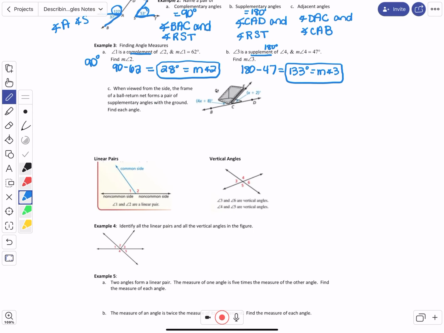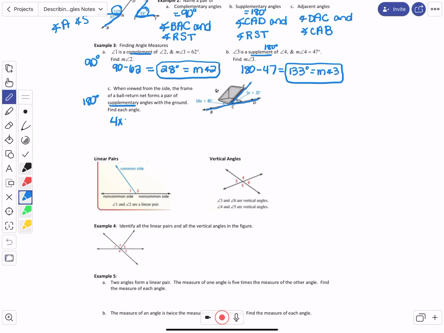On part C, it says, when viewed from the side, the frame of a ball return net forms a pair of supplementary angles from the ground. So here's our straight line. There's our angle right there. Find each angle. So what we know is that these two angles added up are supplementary, meaning that they add up to be 180. So that's why it's important to know that supplementary means it's going to be 180. Complementary is 90. So make sure you memorize which word is which number. So these two things are going to be 180. So all we would do is add these up.